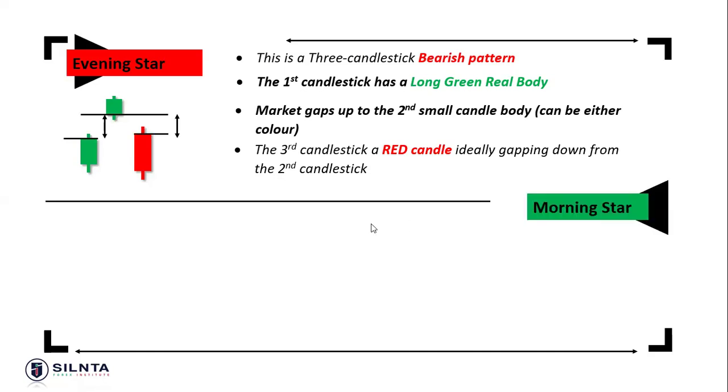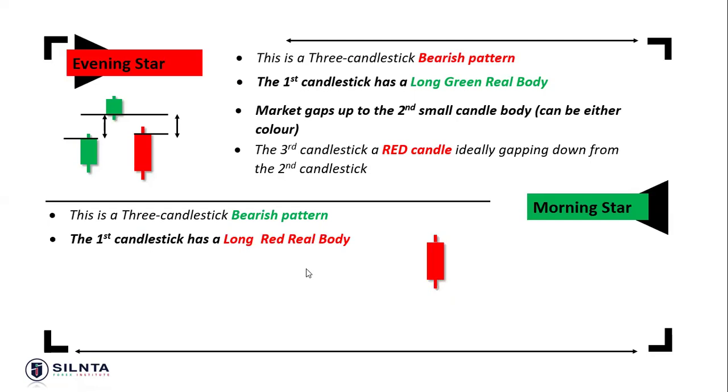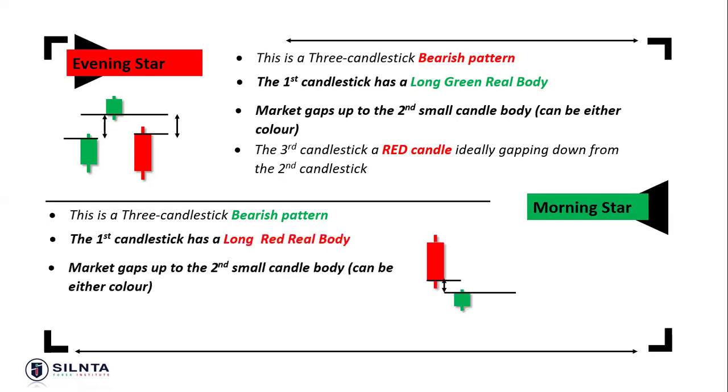Okay, then that is a gap, followed by the morning star. This is a three-candlestick pattern, the opposite of the evening star. The first candle has a long real body, and then the market gaps up to the second small candle. It's supposed to be market gaps down, not gap up again.